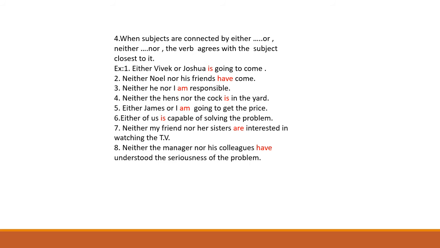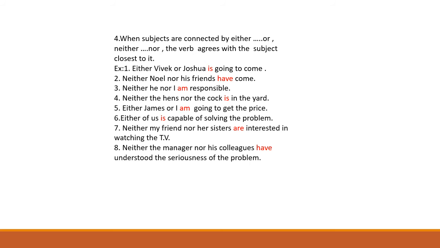Now the subject is Joshua, so the verb agrees with the subject. Joshua is going to come. Friends is plural, so have is plural. Noel is singular, friends is plural, so have is plural. I singular, am singular. Got it? Neither the hens nor the cock. Cock is singular here, the verb is also singular. I am, I singular, am again is singular.